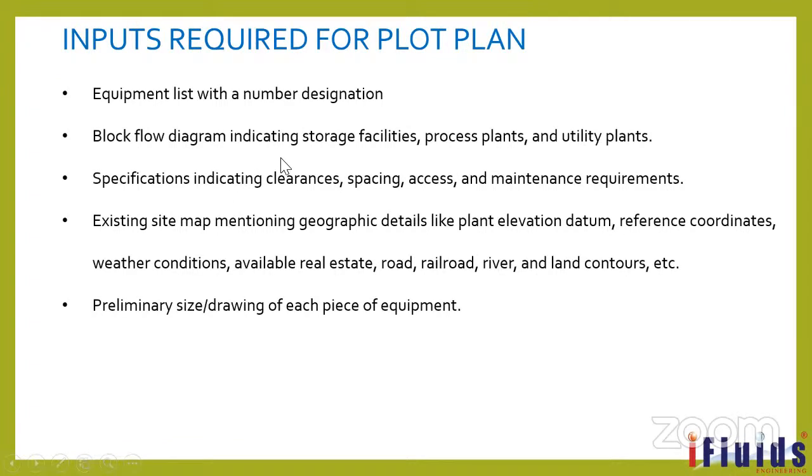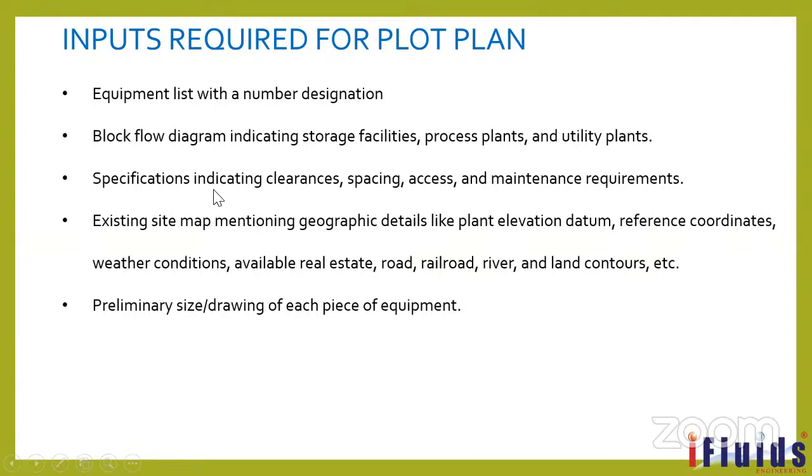So the next one is, what are all the inputs required for the plot plan? Equipment list with number designation, so that only we can place the tank, place the pump, or place the column. So we will mention it in the plot plan. And the second one is the block flow diagram, that is the process flow diagram. It is required, which indicates storage facilities, process plants, and the utility plants.